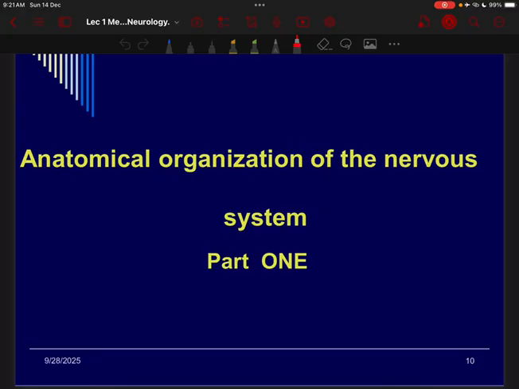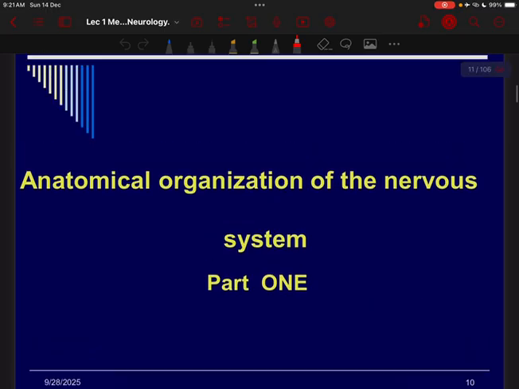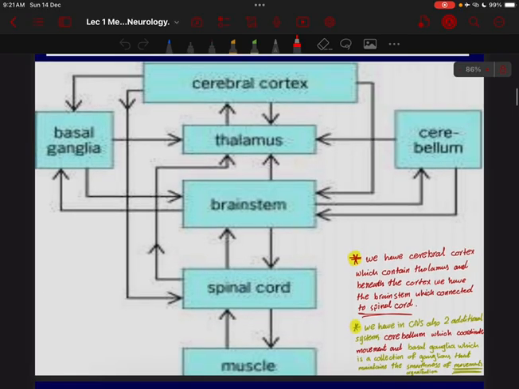The nervous system has organized itself in a special anatomical and physiological organization. It has a special type of anatomical organization so it will function properly. And this organization, this diagram will illustrate the organization.